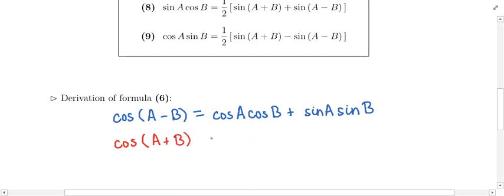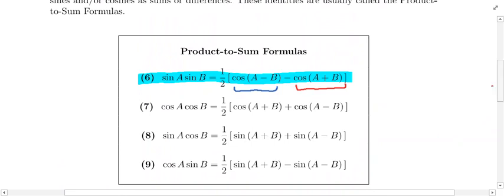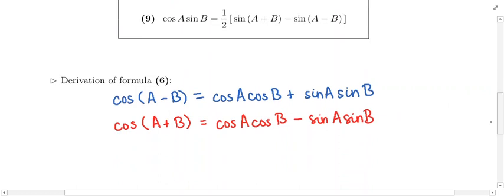And we know what that is. That is the cosine of A times the cosine of B minus the sine of A times the sine of B. All right. Well, if I go back up, and I'm looking on the right side here, I've got cosine of A minus B, and I've got cosine of A plus B, and I'm going to subtract them. So that's what I'm going to do in my next step. I am going to subtract these guys.